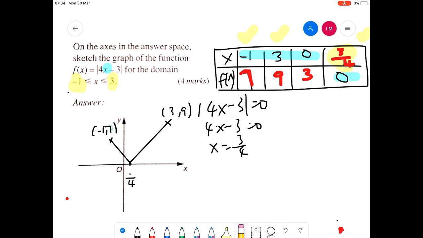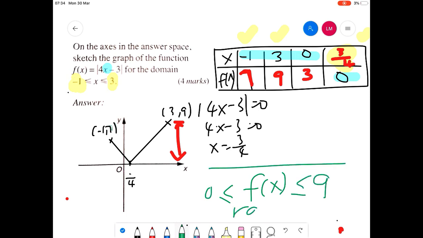Okay, so now usually the question will ask, state the range. Then what will be the range? So here, if you are asking for the range of f(x), the lowest value is 0, the highest value is 9. Okay, this is if the question is asking for the corresponding range.